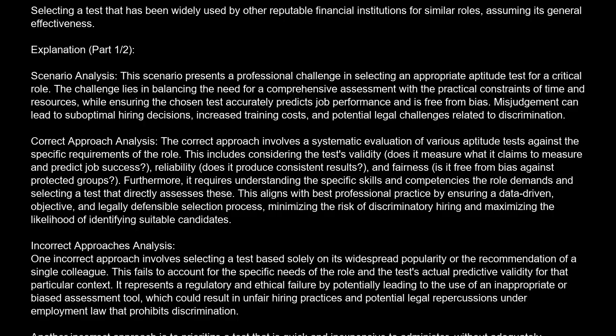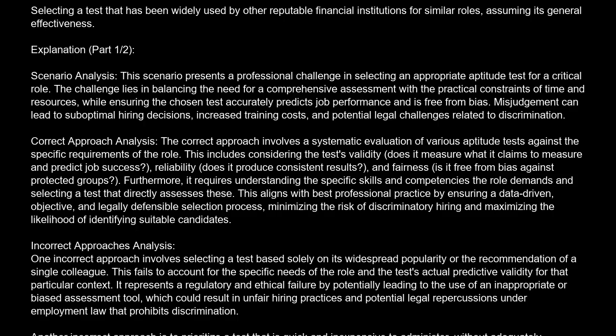Furthermore, it requires understanding the specific skills and competencies the role demands and selecting a test that directly assesses these. This aligns with best professional practice by ensuring a data-driven, objective, and legally defensible selection process, minimizing the risk of discriminatory hiring and maximizing the likelihood of identifying suitable candidates.